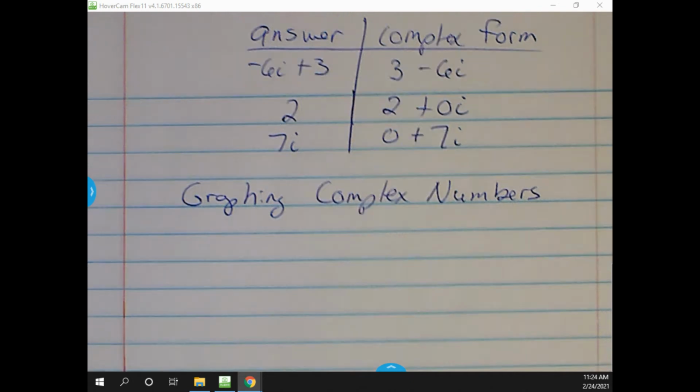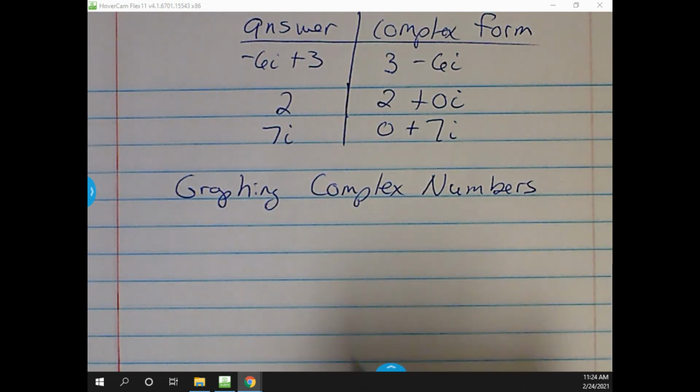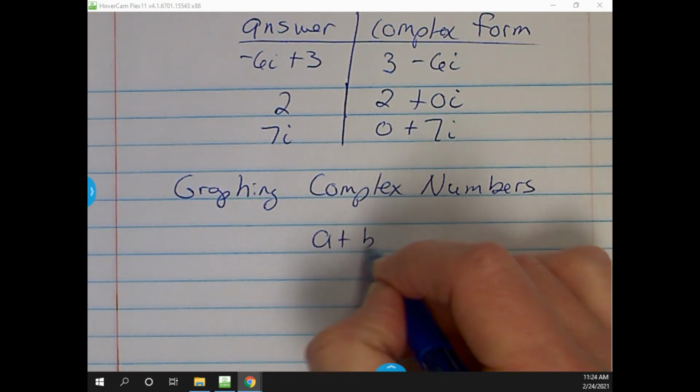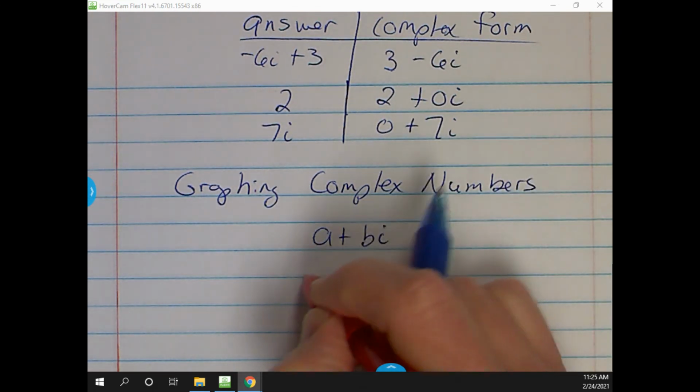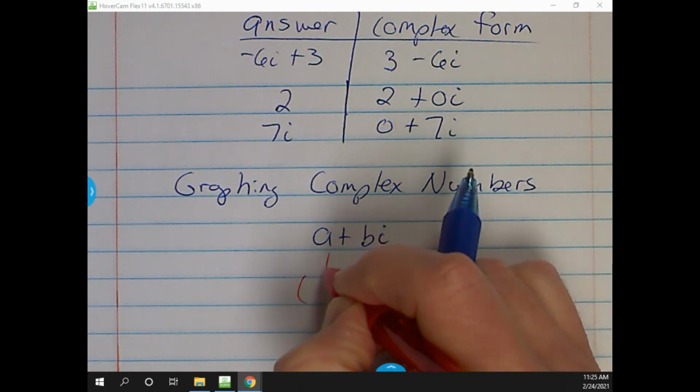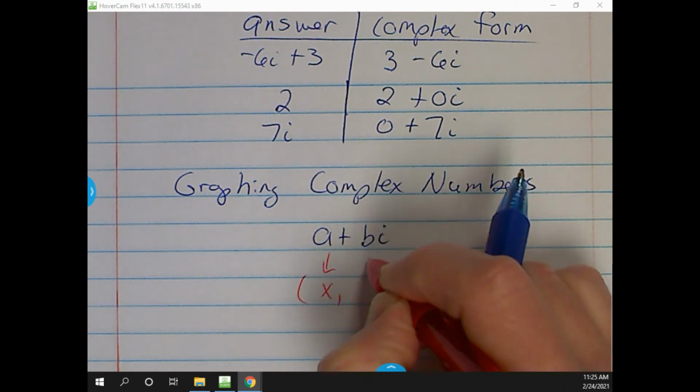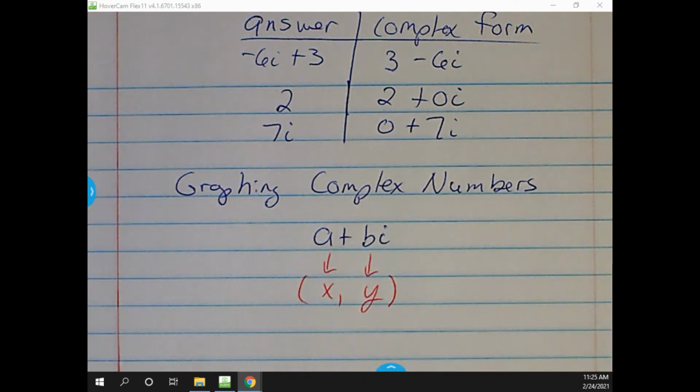And once you see the graphs on these, you go, well, that's not really bad at all. It's really straightforward. So if you have something in the a plus bi form, when you're graphing these complex numbers, basically the a value becomes the x and the b value becomes the y, to get an ordered pair.